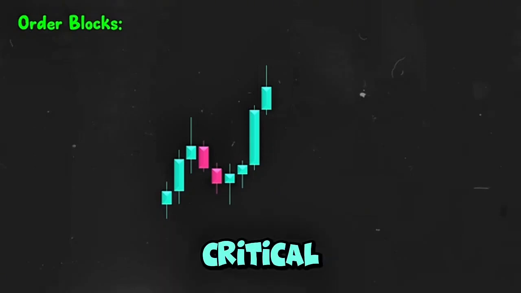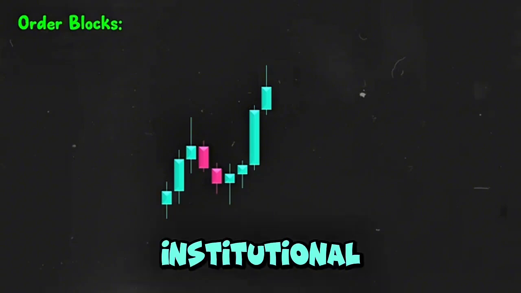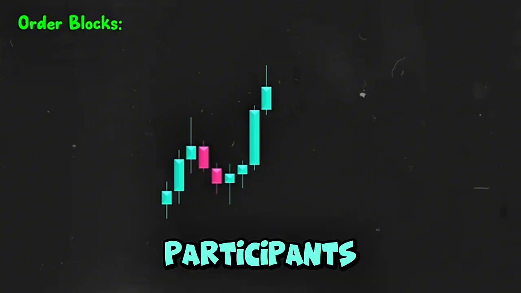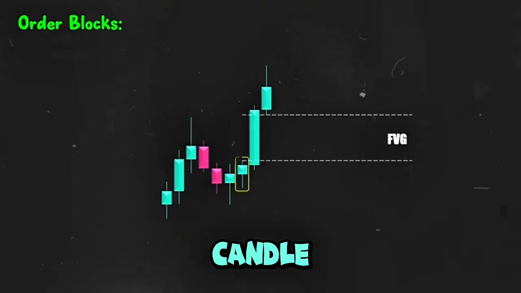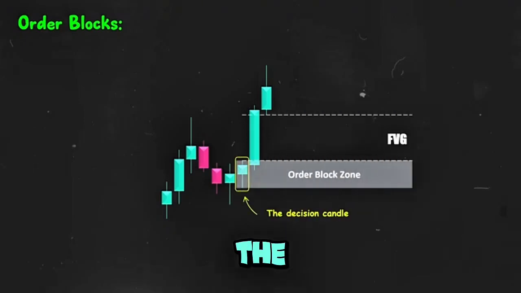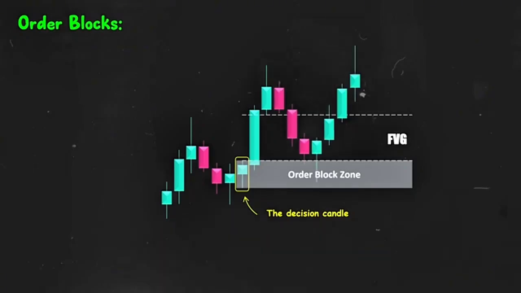These zones are critical because they represent areas where institutional traders or large market participants likely entered their positions, driving the market in a specific direction. We identify the first candle that caused a fair value gap area on the chart as the order block zone. This is because we believe the decision behind the strong move originated somewhere within this zone. When the price eventually returns to this area, there's a higher probability it will react.